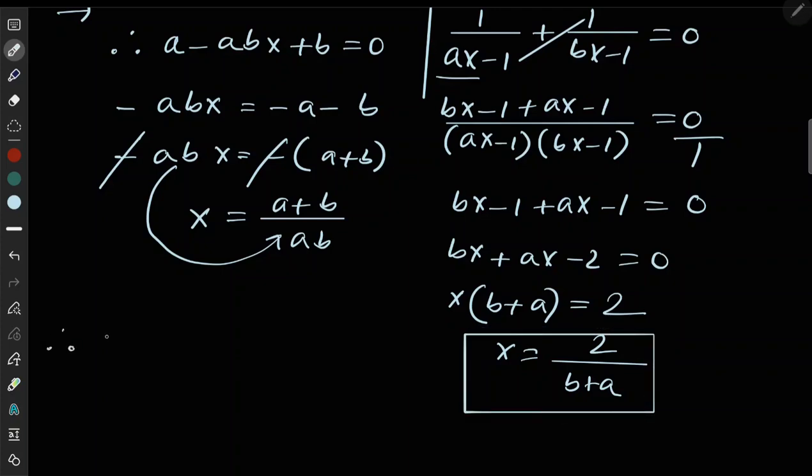Therefore, x equals (a plus b) by ab and 2 by (a plus b).